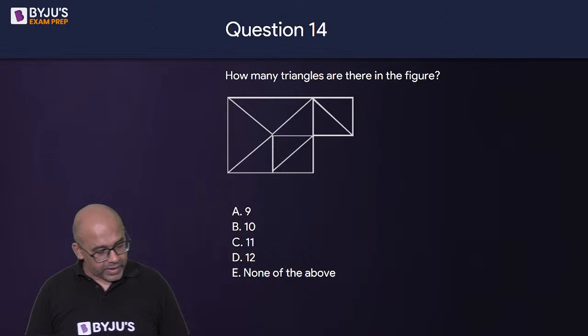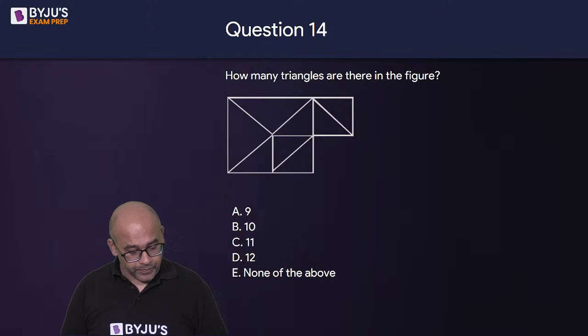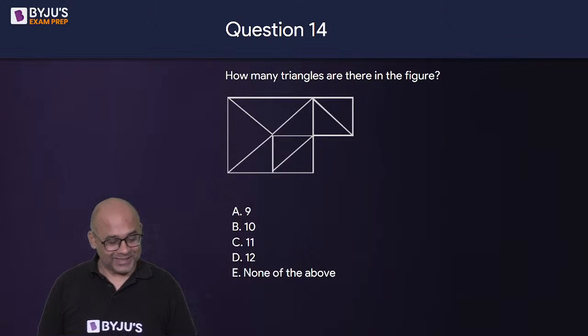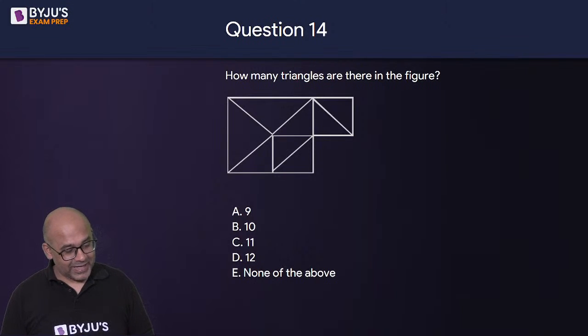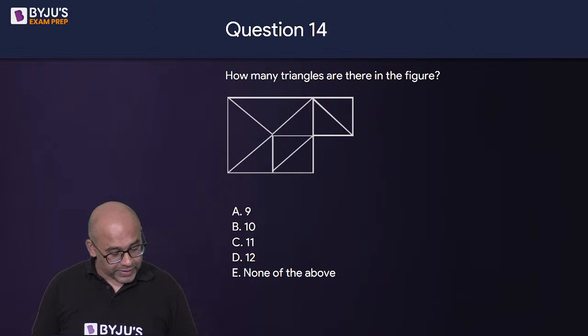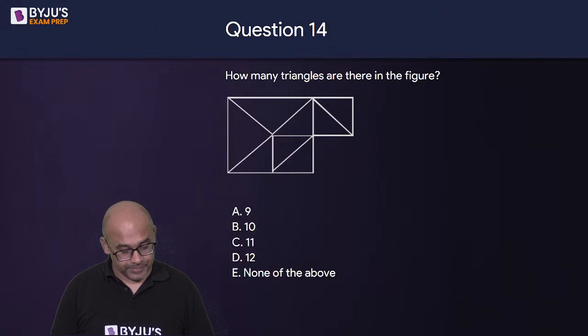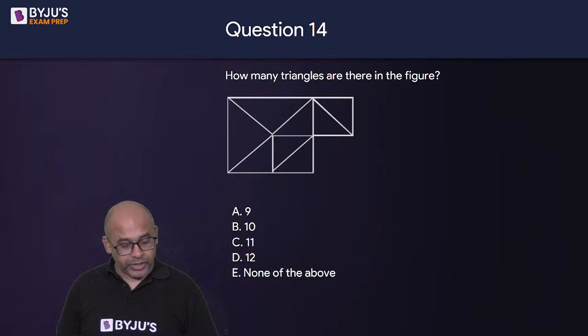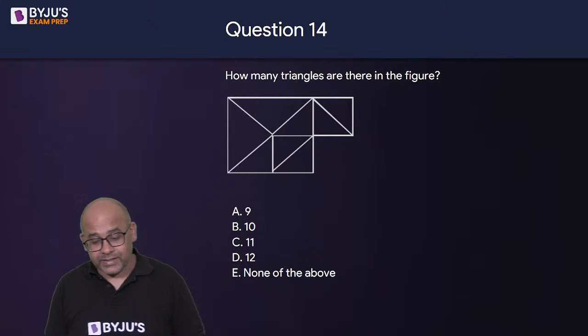Sahil says 11. Aditya also says 11. Aditya says 11 twice. He's so sure. Okay, let us see the other answer options. Ashmita Pawar also says 11. Alright, Saloni also says 11. So the correct answer is option C, 11.